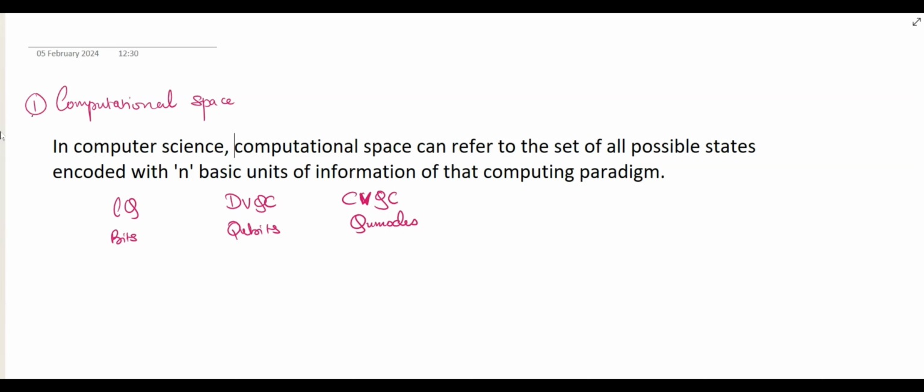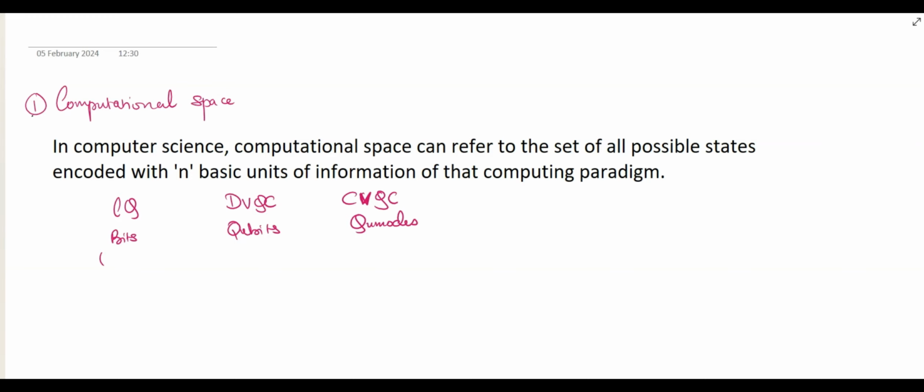When I refer to computational space, I mean the set of all possible states which can be encoded with n basic units of information of that particular computing paradigm. The basic unit of information in the classical computing paradigm is bits. The basic unit of information in DVQC is qubits, and in CVQC it is qumodes.